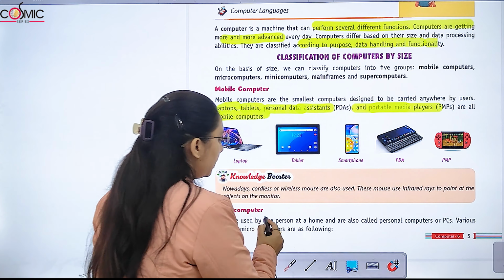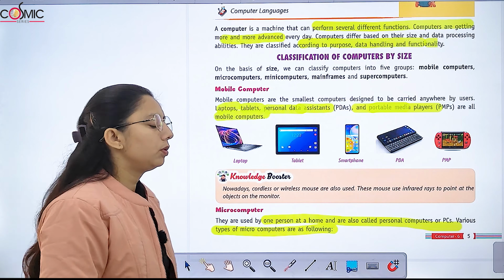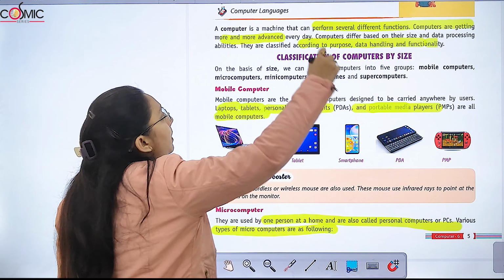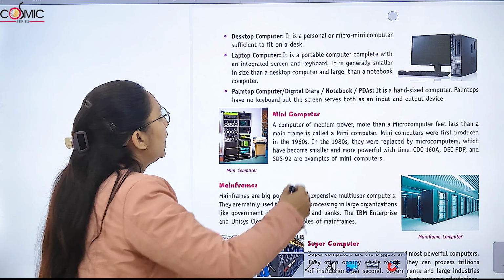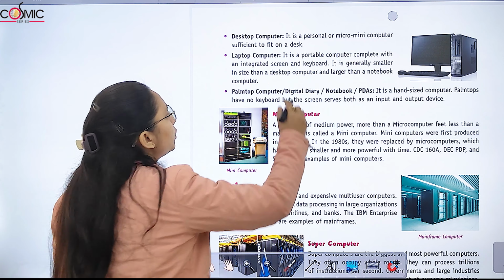Then we have microcomputers. They are used by one person at home and are also called personal computers or PCs. Various types of microcomputers are as follows. Let's see about the microcomputers. Like we have the desktop computer. It is a personal or mini computer sufficient to fit on a desk.